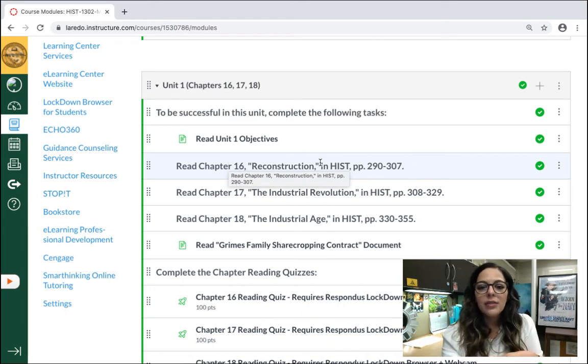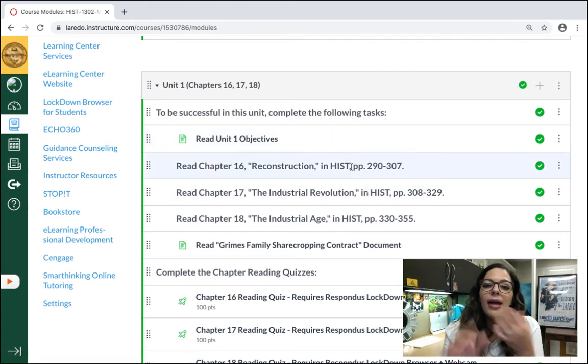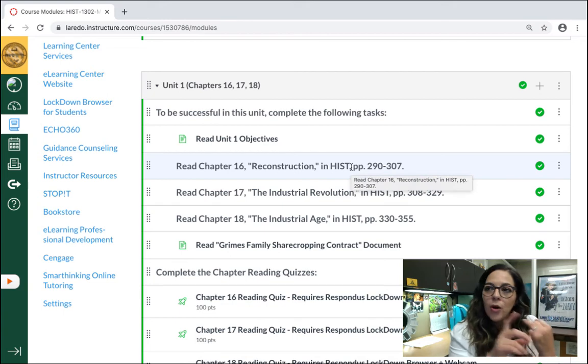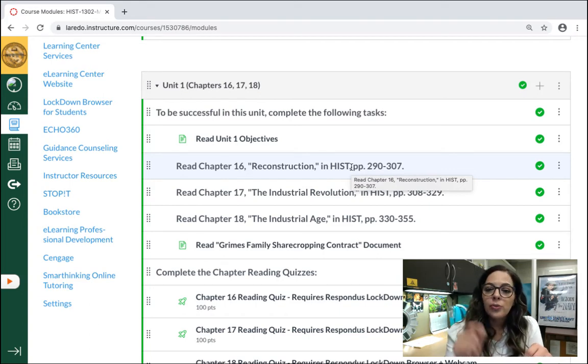Read the objectives. That way you know what you're going to be learning. That way you know what you're going to be tested on. And then read chapter 16 all next week. Read chapter 16. The week after that, 17. The week after that, it's 18, okay? At least one chapter a week.